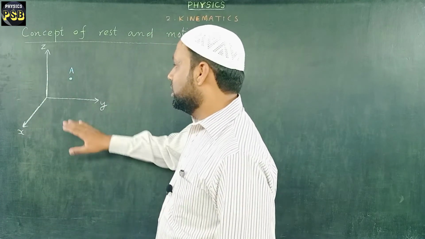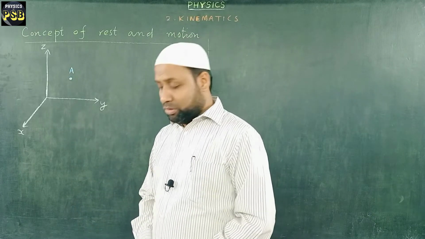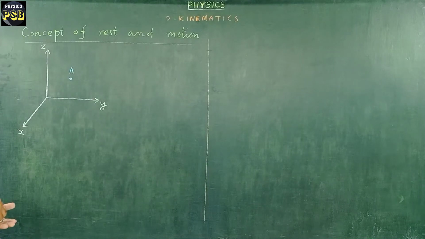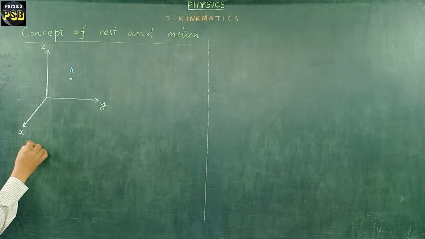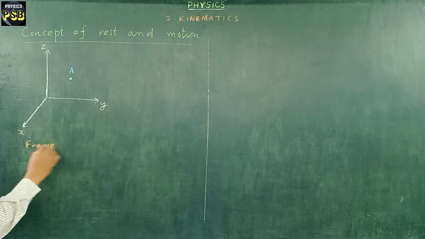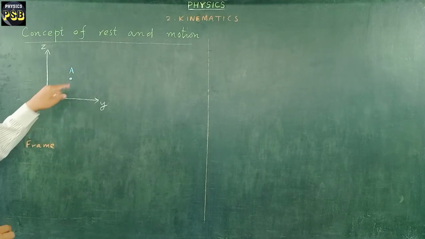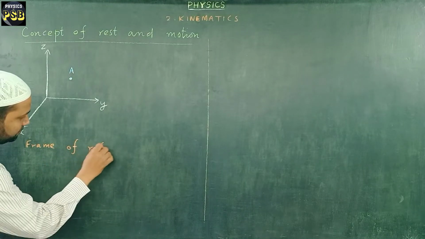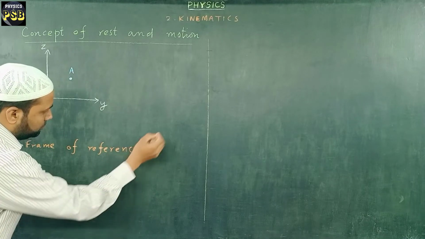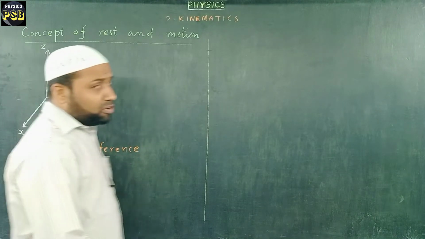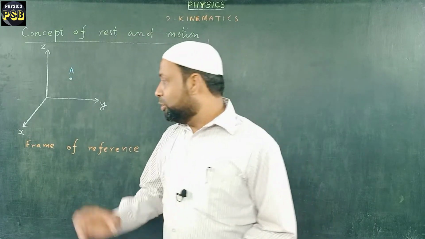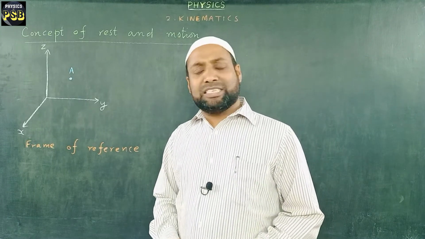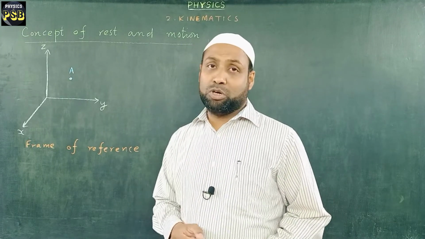Here, the coordinate system which is used to get the position of an object is usually referred to as a frame of reference. We call the coordinate system used to get the position of an object a frame of reference. A frame of reference plays a very important role in getting the position of any object. This is what tells us whether the object is at rest or in motion.